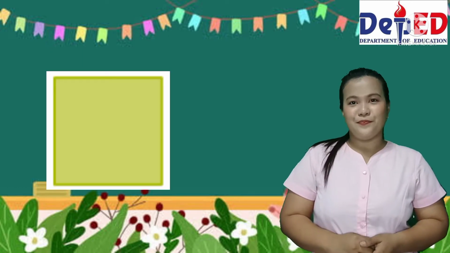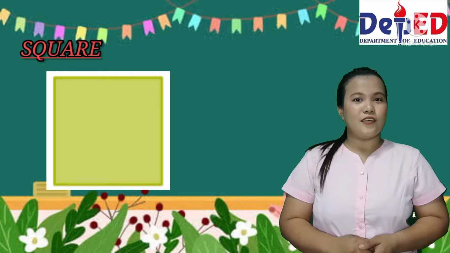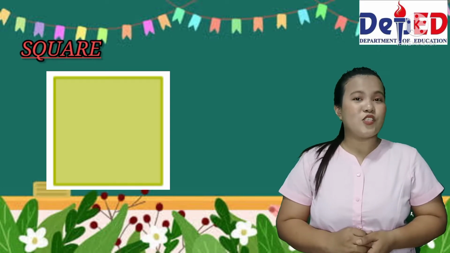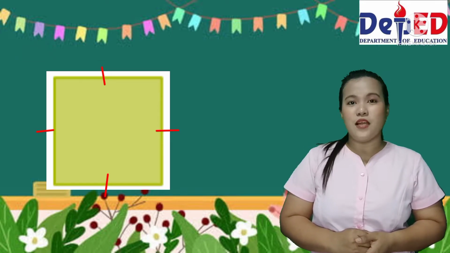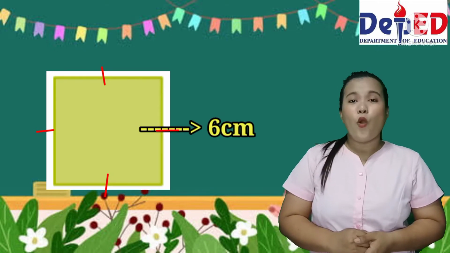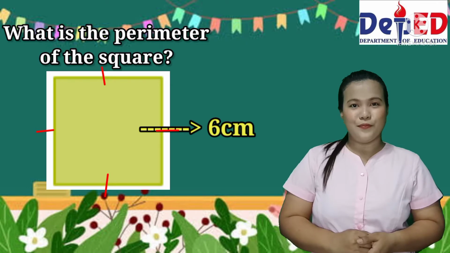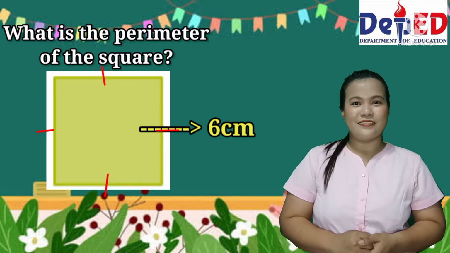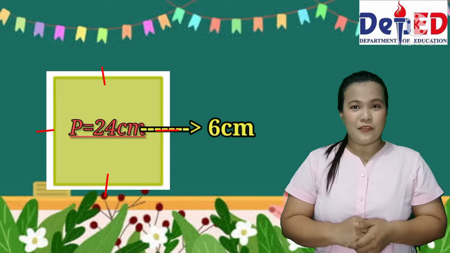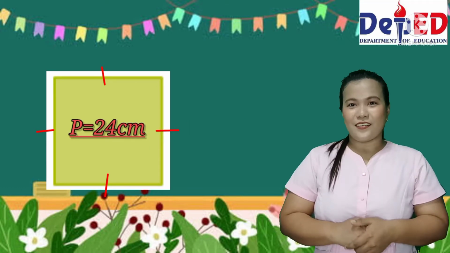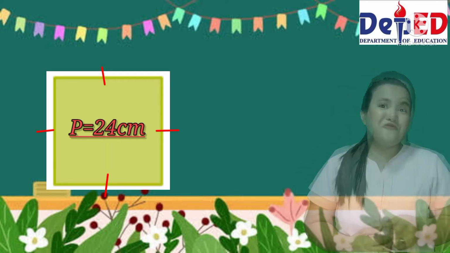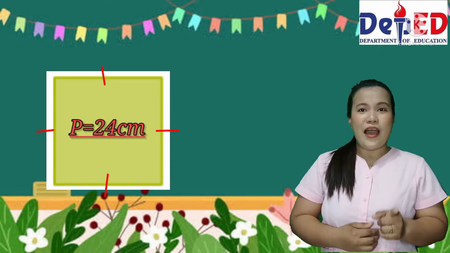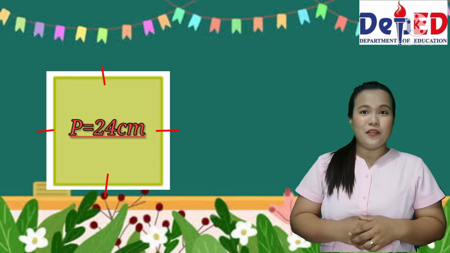Let's have this figure A. Figure A is a square. And we all know that a square has four equal sides. If one side of the square measures 6 centimeters, what is the perimeter of the square? If your answer is 24 centimeters, you're correct. But how did we get 24 centimeters? Very good. We just simply need to add all the sides of the square to get its perimeter.